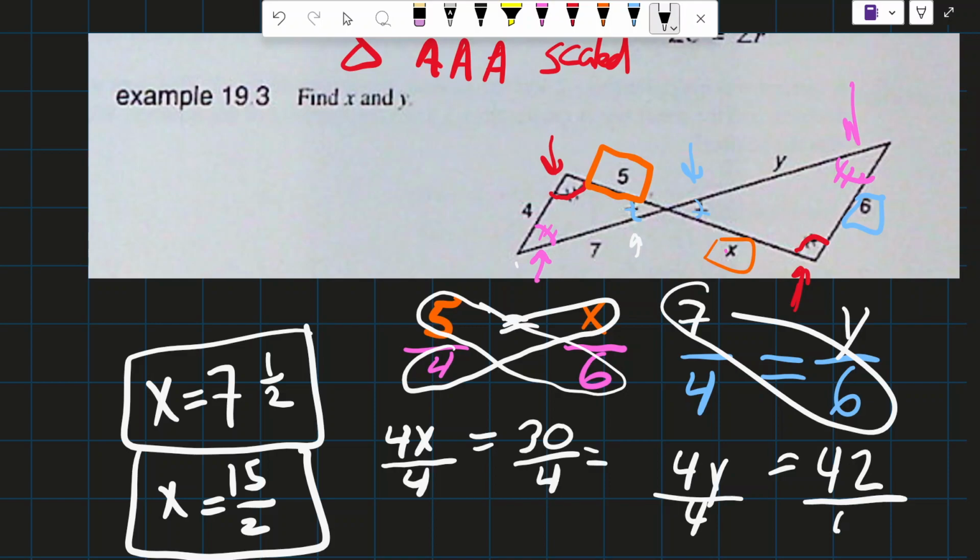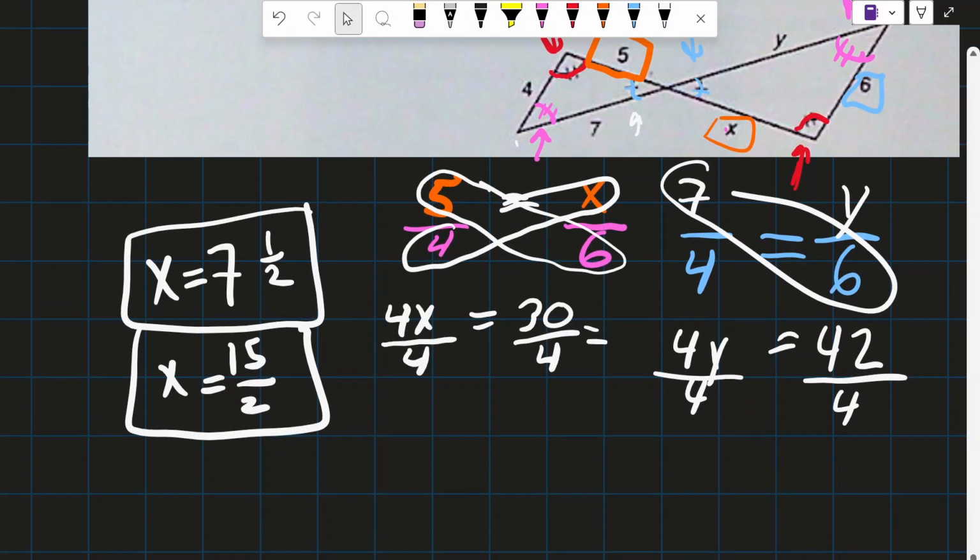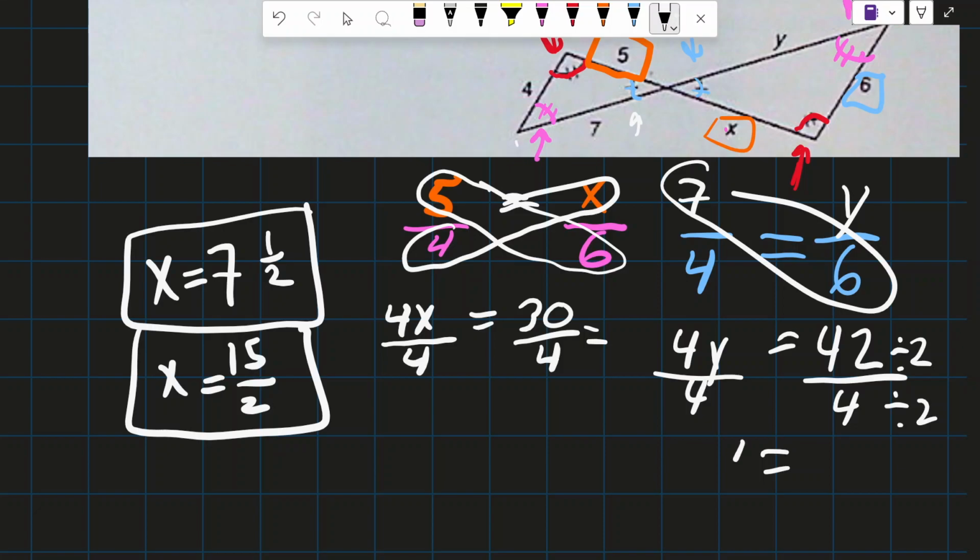Divide by 4. And you would get, I can divide this by 2. Divide this by 2, right? And that would be 21 over 2. Or, if you like, we could call this 10.5. Okay.